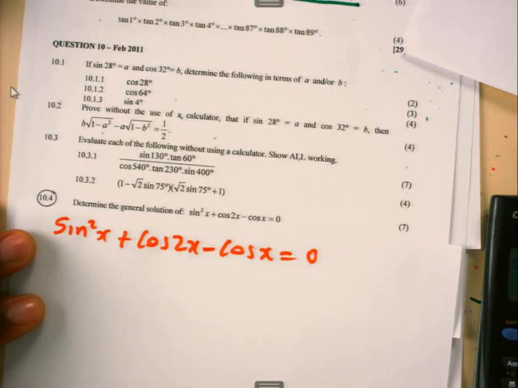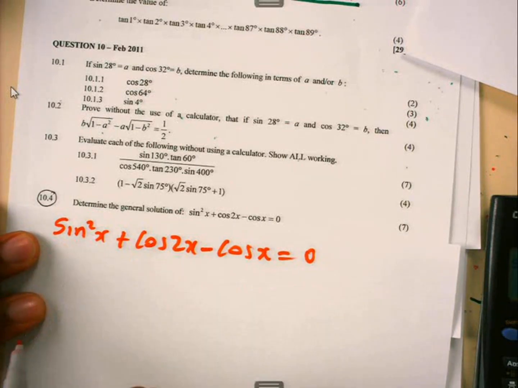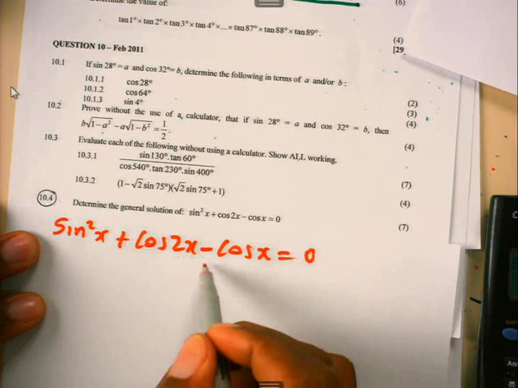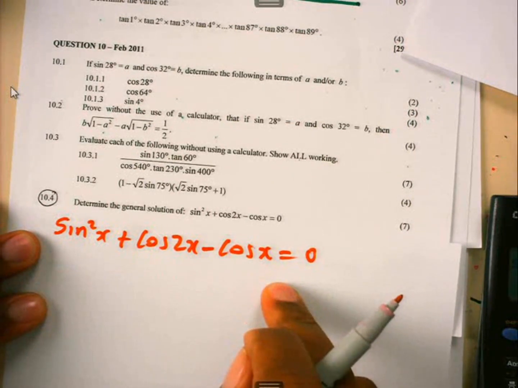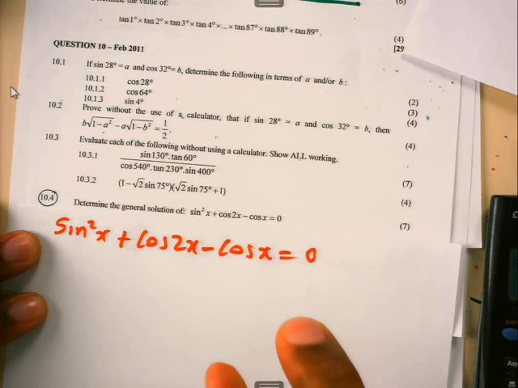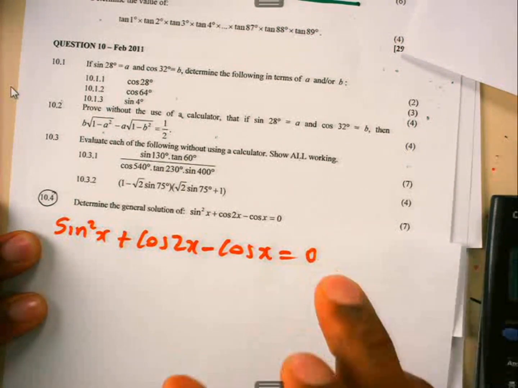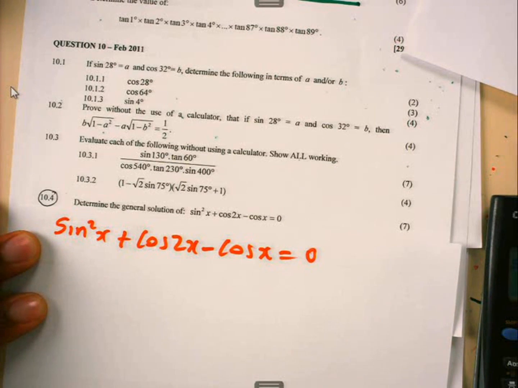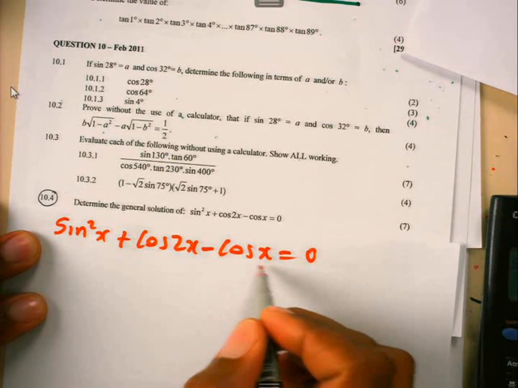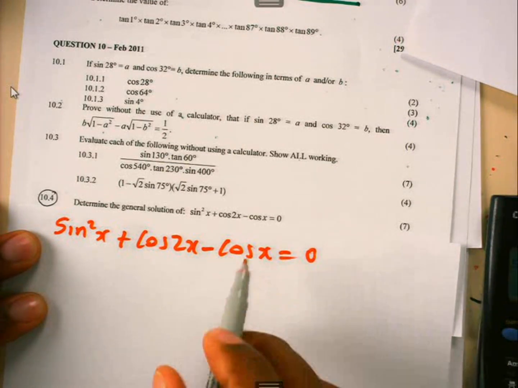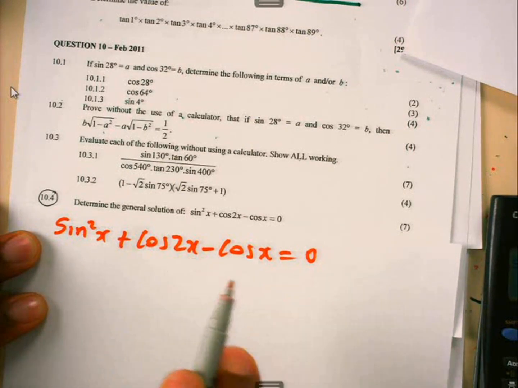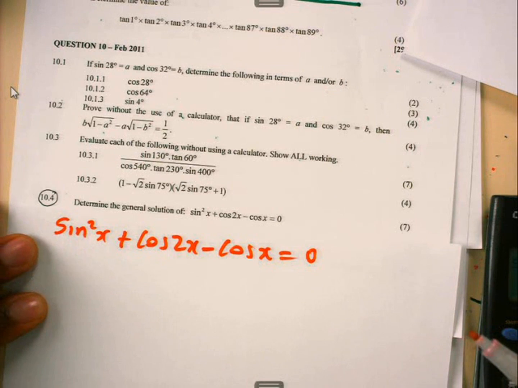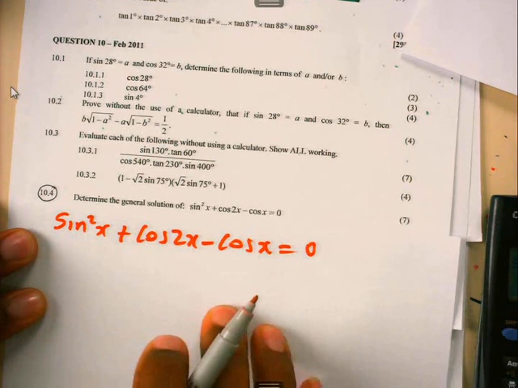Good. Now we are happy. Look, we have sine squared x plus cos 2x minus cos x is equal to 0. If you want to solve these equations, we must make sure that we have everything in terms of sine or in terms of cos. But what I see here, there is nothing that we can do with cos. Then I must make sure that I change these sine squared x together with cos squared x to what? To cos, right?